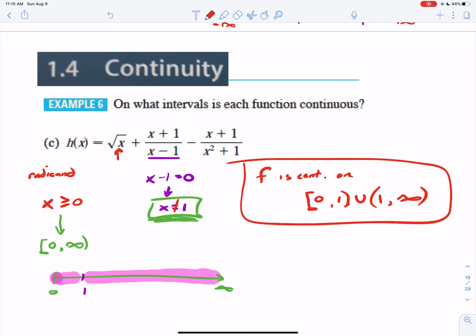Okay, get comfortable with interval notation. They use it a lot. But the concept itself of just looking for a domain, very simple to do with practice, okay?